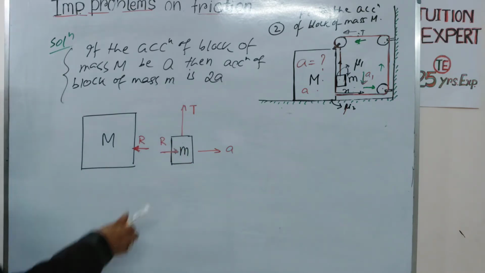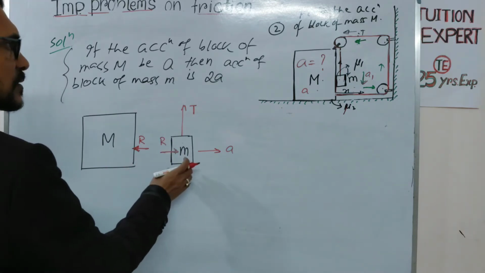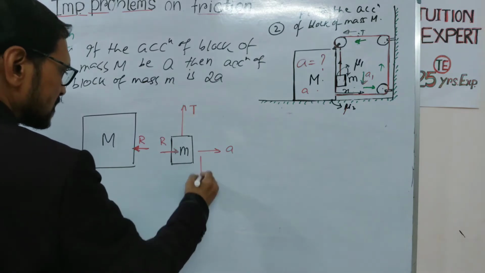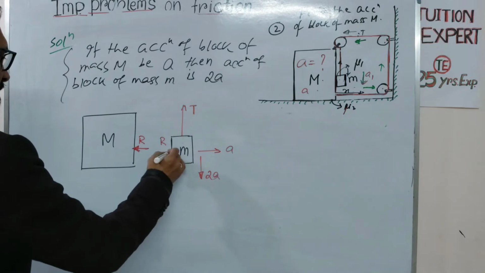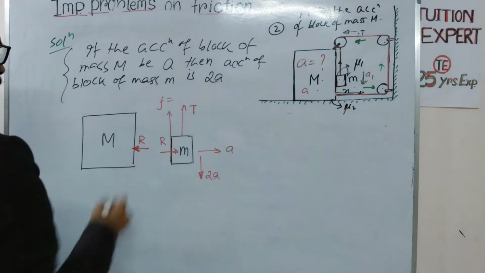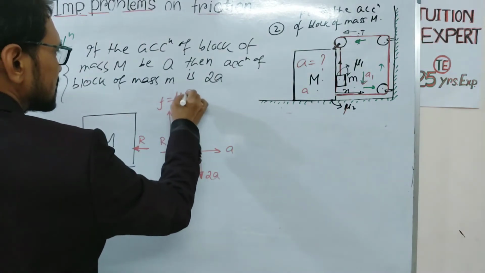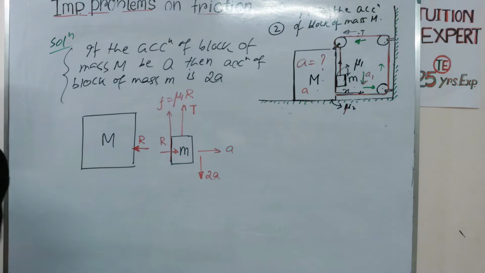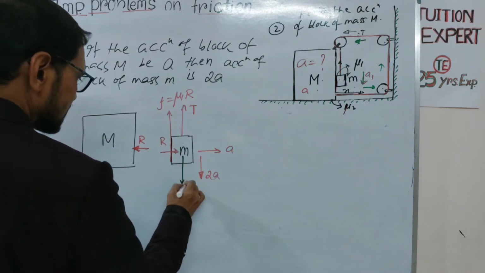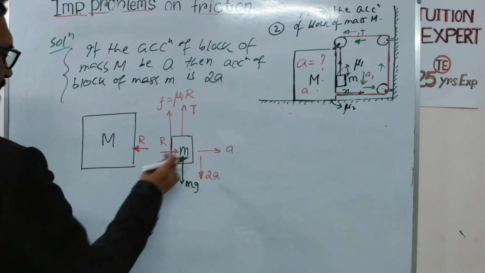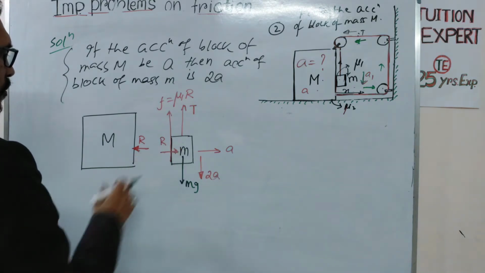Now a normal force acts on this surface, and this block moves downward with an acceleration A. So friction acts on the surface along this direction, with the coefficient of friction mu1, so mu1 into R is the friction force. Now mg acts on the body in this direction. So these are the different forces acting on the block of mass m.